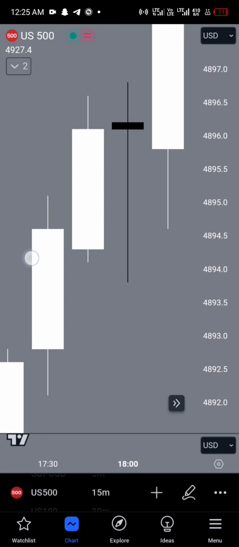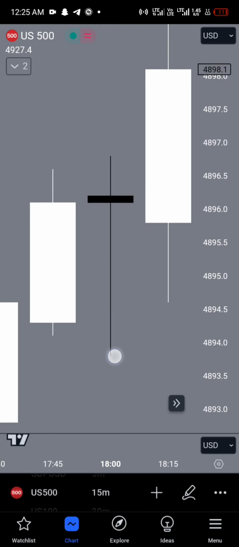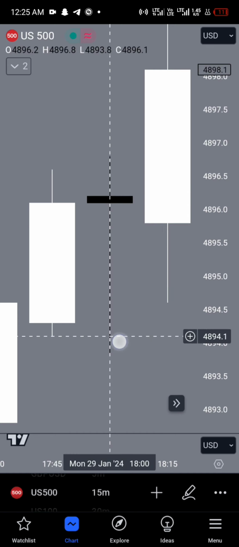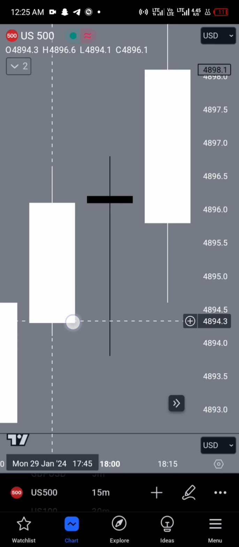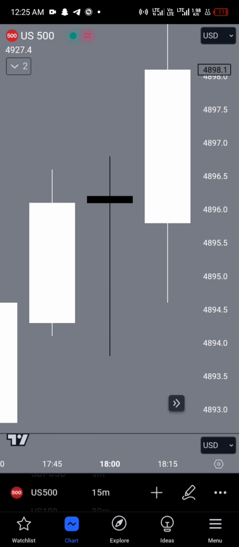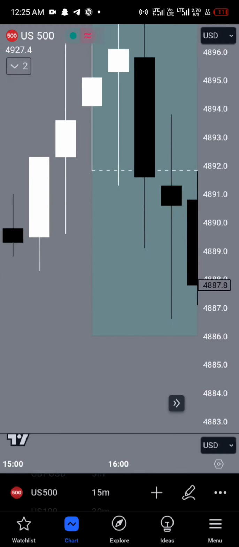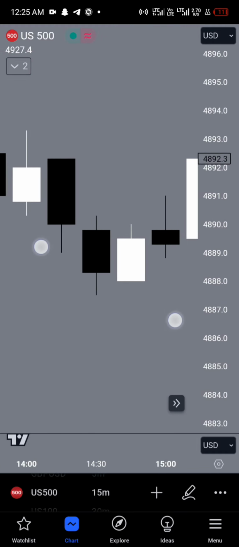We have an example right here. If you look closely, this black candle in the middle is lower than the one to the left, and this white one to the right, if you look closely, is lower than them. So that makes that a swing low. Let's look for one more example. Here we have another example.